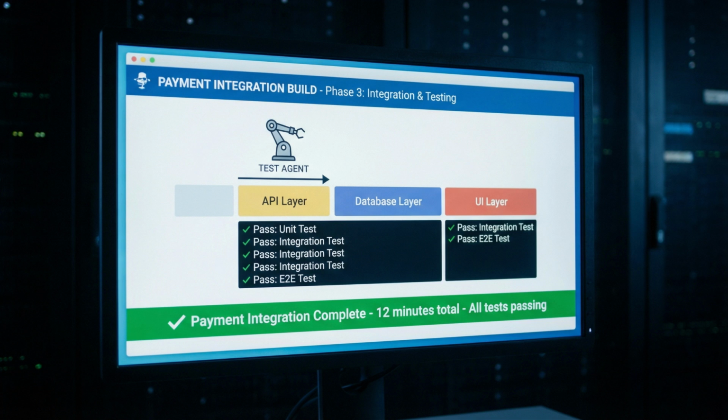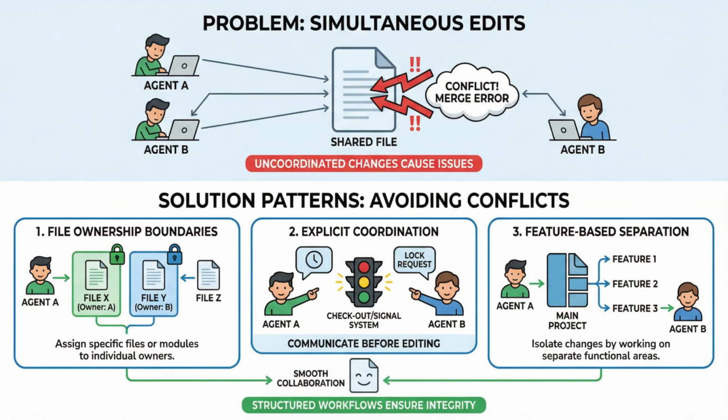File conflicts are the biggest practical problem with agent teams. When 2 teammates edit the same file simultaneously, one overwrites the other's changes. Git doesn't magically merge concurrent edits. The last agent to save wins, and the previous work gets lost.